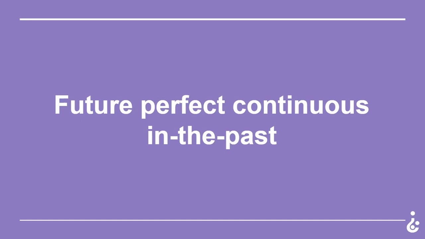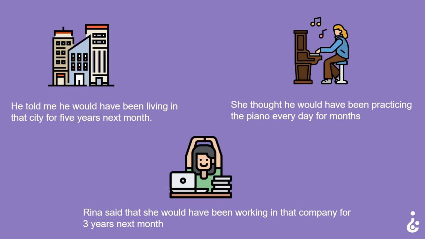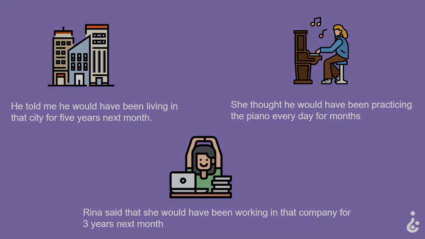Future perfect continuous in the past. He told me he would have been living in that city for 5 years next month. She thought he would have been practicing the piano every day for months. Arina said that she would have been working in that company for 3 years next month.